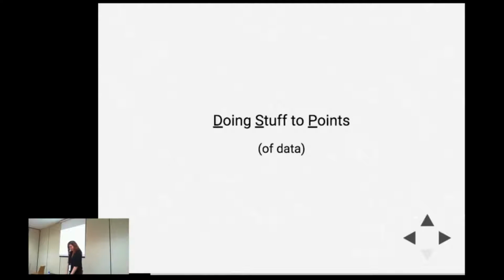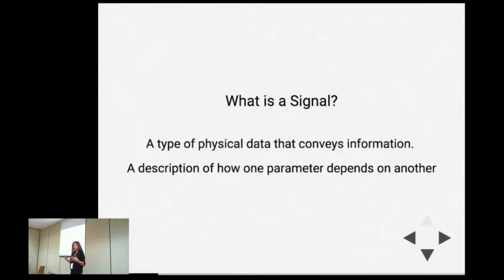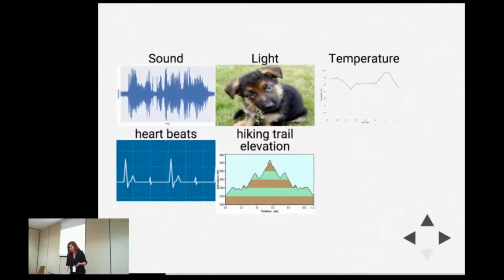Okay, so before we talk about digital signals, I just want to back up a little bit and get us on the same page as to what we mean by signal. This is a word we have all heard lots of times. What we mean here is some type of physical data that conveys information, something that maybe varies with time or space. Examples being sound, which would be air intensity varying over time, light, which is intensity varying over space, so you have different light intensities for different, say, pixels in an image or photons on your eye. Temperatures varying with time. Heartbeats is electrical activity varying with time. And a hiking trail will be elevation varying with distance from the start of the trail. These are all signals.